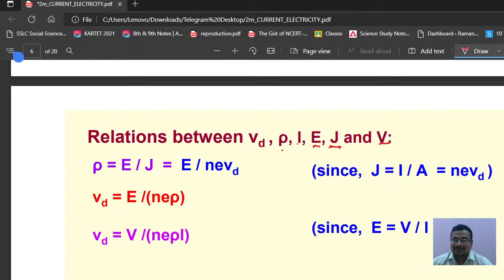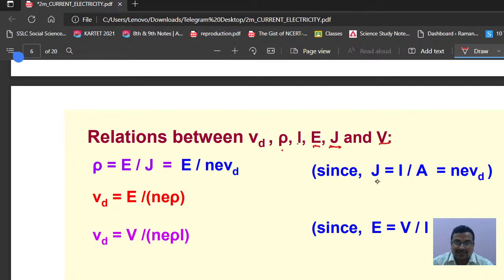When the temperature increases, there are more collisions between the electrons, so it is difficult for the electrons to move. Drift velocity decreases, resistivity increases. When current increases, drift velocity decreases. These points you have to remember.